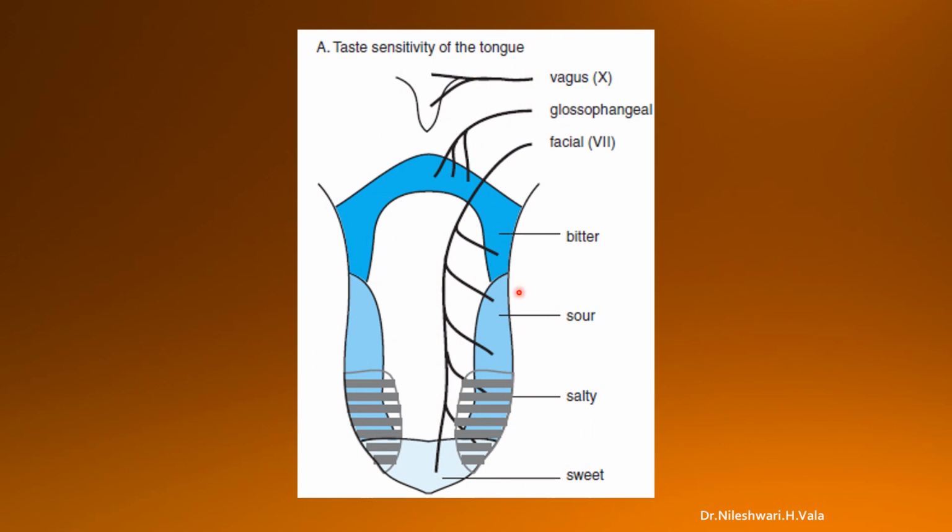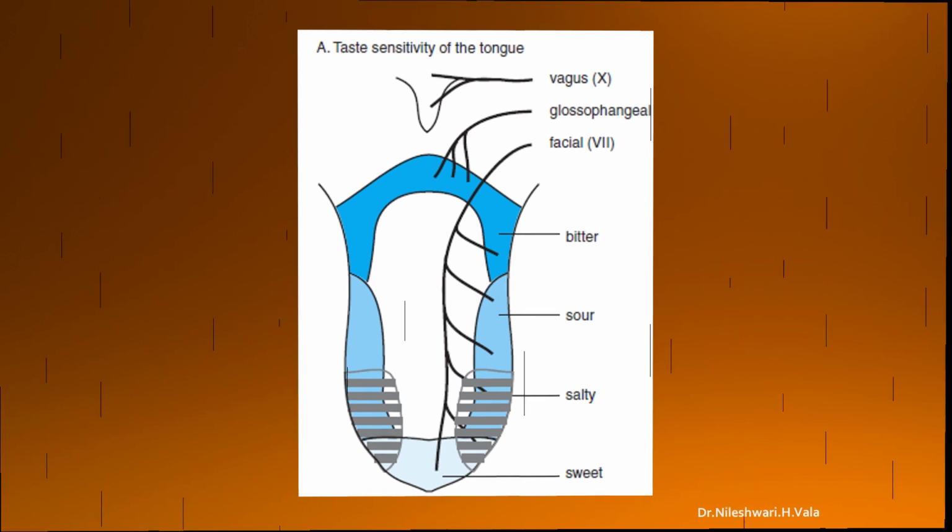So these are the taste sensitivity areas of the tongue. At the tip of the tongue there is a sensation of sweet taste, at the sides there is a salty and sour sensation, and at the back of the tongue there is a bitter taste sensation. The anterior 2/3 of the tongue is innervated by the facial nerve, and the posterior 1/3 is innervated by the glossopharyngeal nerve.